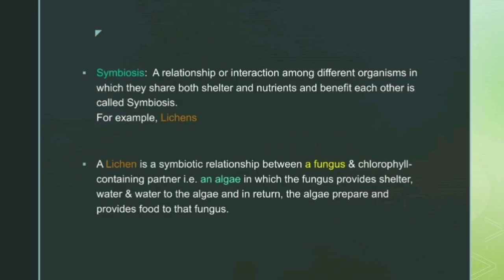Symbiosis. Symbiosis is a relationship or interaction among different organisms in which they share both shelter and nutrients and benefit each other. For example, lichens. Lichen is a symbiotic relationship between a fungus and a chlorophyll-containing partner, an alga, in which the fungus provides shelter and water to the alga. In return, the alga prepares and provides food to the fungus.